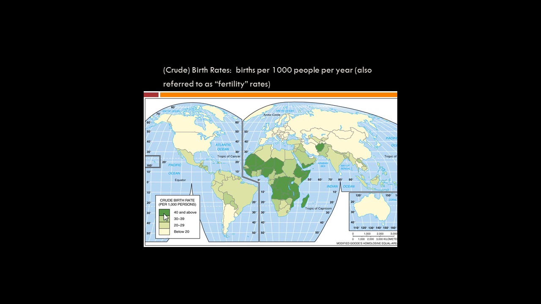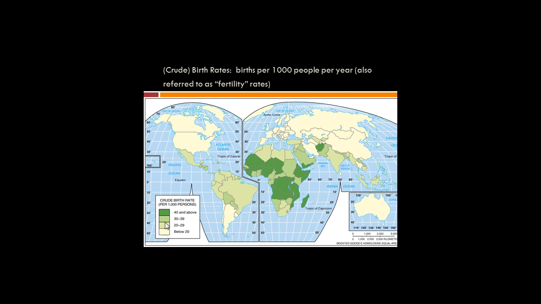The way that we're going to talk about it is as follows. This darkest green category, which represents a crude birth rate of 40 and above, we're going to call a high crude birth rate. So to give just one example, the country of Madagascar, the country of Somalia, the country of Afghanistan, all of them are color-coded with the dark green, and what that means is they have a crude birth rate that's greater than 40 births per 1,000 people per year. And that means, in the way we're going to talk about it, they have a high crude birth rate.